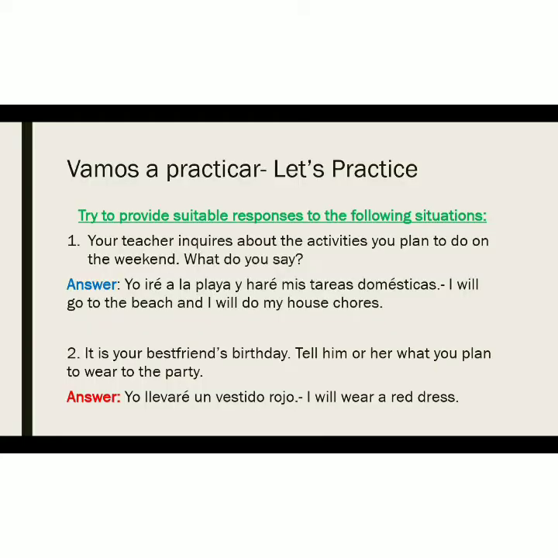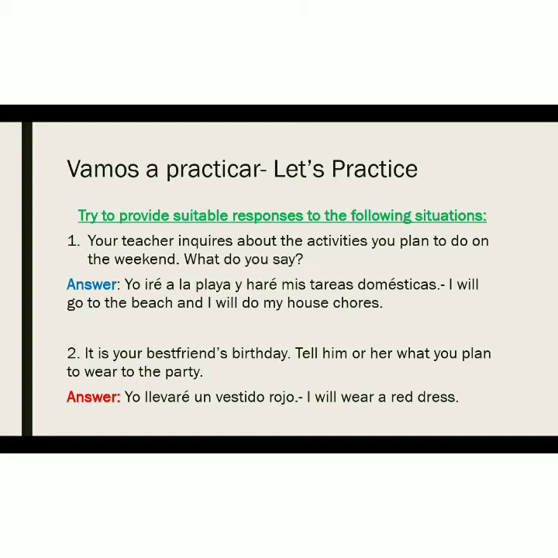Vamos a practicar. Let's practice. Try to provide suitable responses to the following situations. 1. Your teacher inquires about the activities you plan to do on the weekend. What do you say? Possible answer: Yo iré a la playa y haré mis tareas domésticas. In English, I will go to the beach and I will do my chores.